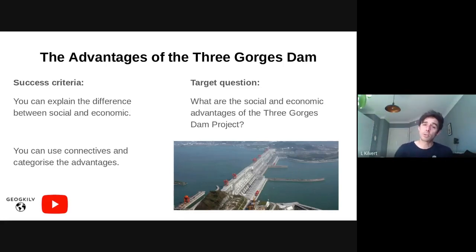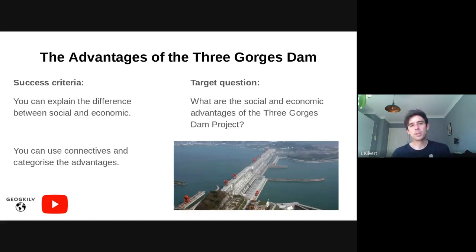So the target question that I want you guys to answer, and you're going to answer it towards the end of this lesson, is what are the social and economic advantages of the Three Gorges Dam? Now, in order for us to be able to do that, I've got 2 things within the success criteria. We need to be able to explain the difference between social and economic. And actually, I'm going to throw a third one in there as well. I'm going to throw in environmental.